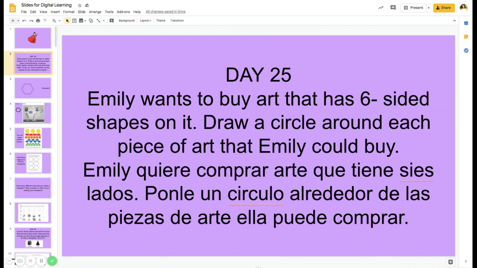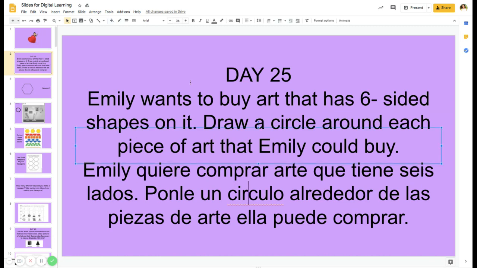Now, if you do not have any of these worksheets at home, please just draw them on your own paper, make them as best as you can. So, if you do not have these papers at home, you can go to the school and pick them up outside of the school. But if not, then just draw it as best you can.